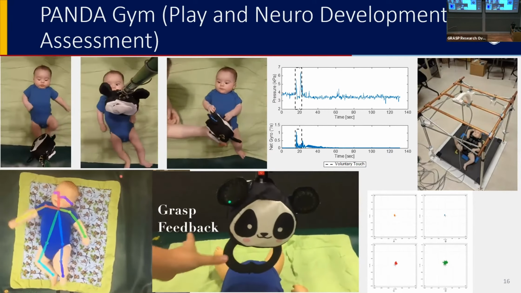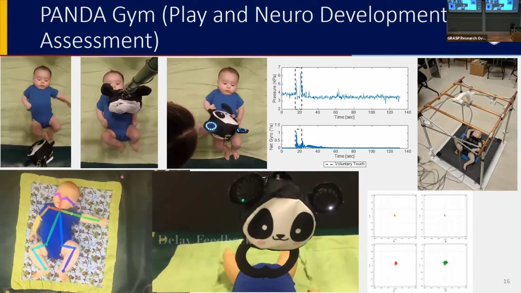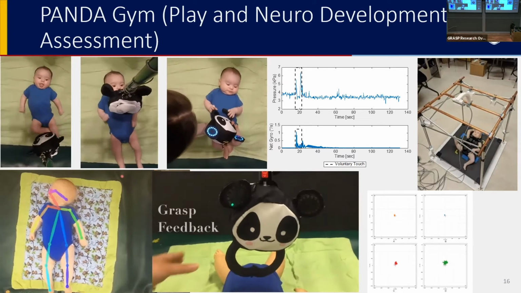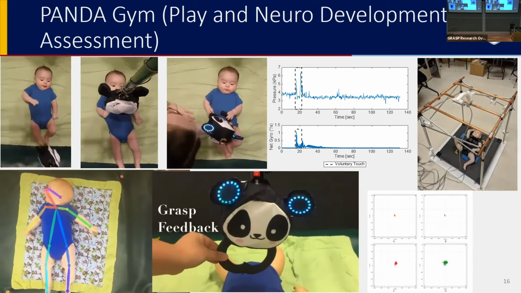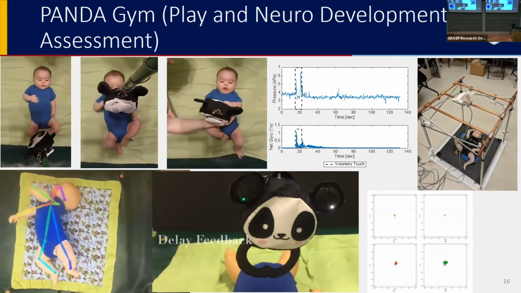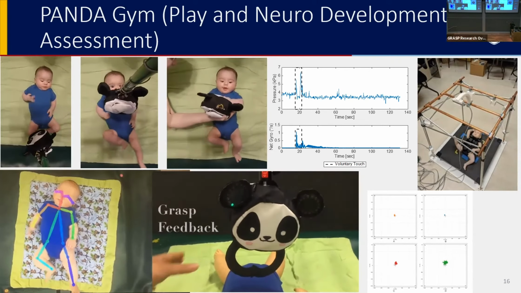Now, these 3 things, center of pressure, spontaneous movement, and limb movement, are 3 important factors that have been shown to help diagnose CP earlier on. And in the top right corner, we have our current version of the Panda arm. Don't worry, it's not a real baby. I'll explain what that is a little bit later.